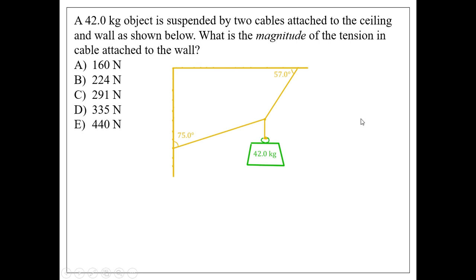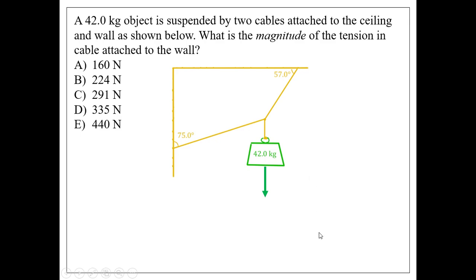Here in this one, it's a little more challenging. Here you have a 42 kilogram object suspended. It's got really 3 ropes here. Yeah, it says 2 cables, but if you want, you count this as T1 and T2, vice versa, and T3. Let's do it. Here it asks you to find the magnitude of the tension in the cable to the wall. So here's the wall. So this is really the cable that we're trying to find.